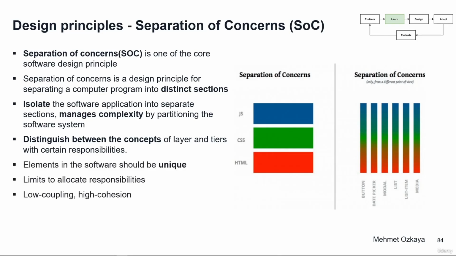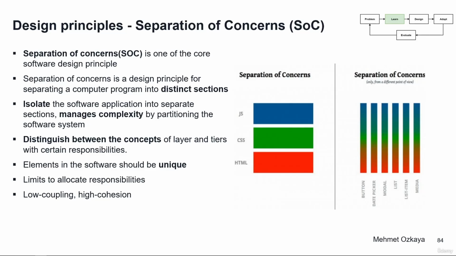While developing the software, we can see the necessity of separating responsibilities by following this principle. We can say that we distinguish between the concepts of layers and tiers with certain responsibilities. So low coupling and high cohesion is mandatory. If the dependency between components is low, then the control of the software will be easier in our hands. Being close to each other in their responsibilities within the components will lead to reusability.